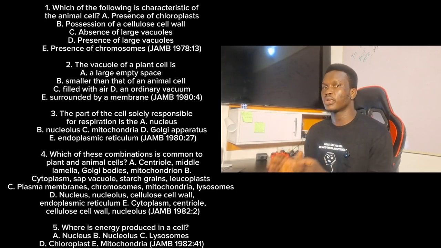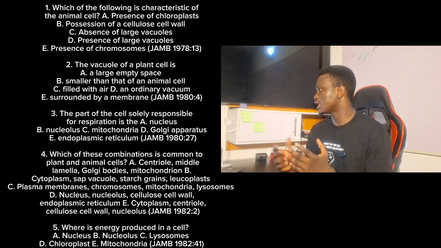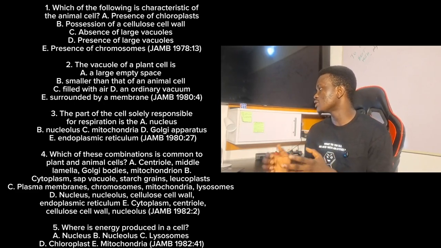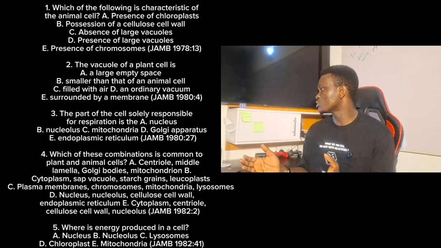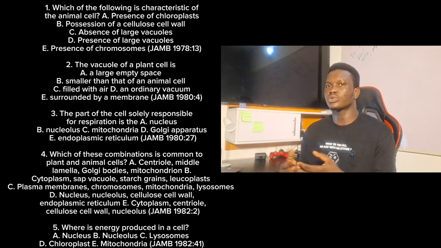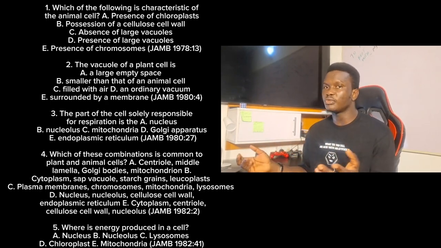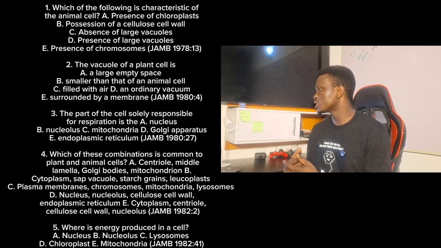B, smaller than that of an animal cell. There's a large vacuole in plants, so it's not going to be smaller. C, filled with air. That's still like an empty space. D, an ordinary vacuum. It is not an ordinary vacuum. That also negates option A. So you can see those are the logics you can use in exam. You're already seeing two options saying the same thing, so you can eliminate those two options, even if you don't know what to do. Vacuum also means empty space in the real sense of it.